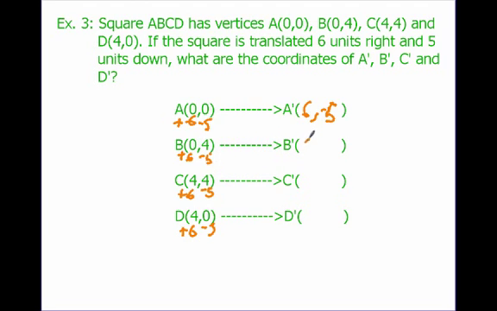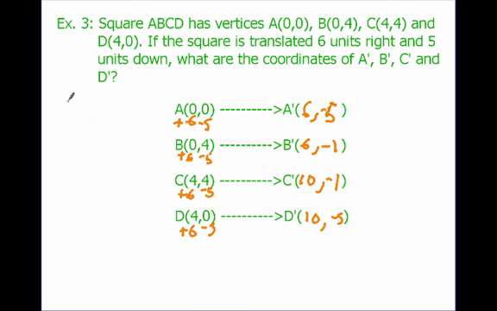Once again, 0 plus 6 is 6. 4 minus 5 is negative 1. 4 plus 6 is 10. And 4 minus 5 is negative 1. And 4 plus 6 is 10. And 0 minus 5 is negative 5. So my new points are A prime at 6, negative 5, B prime at 6, negative 1, C prime at 10, negative 1, and D prime at 10, negative 5.